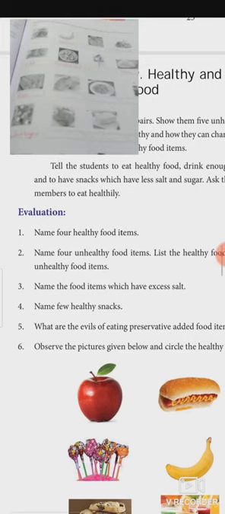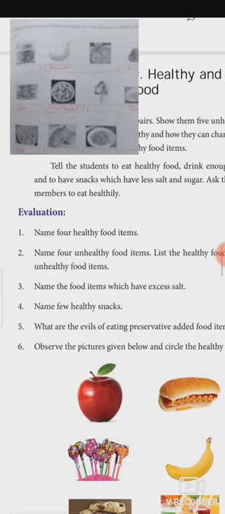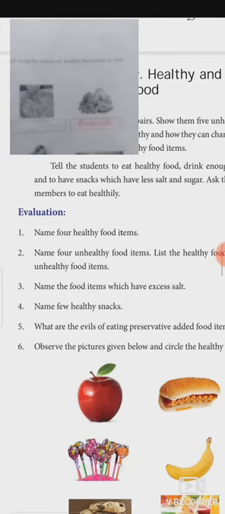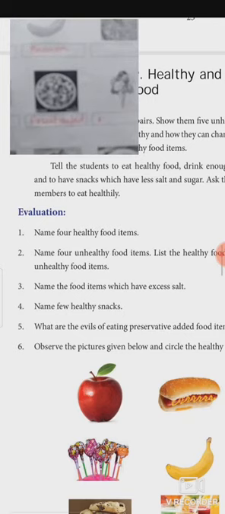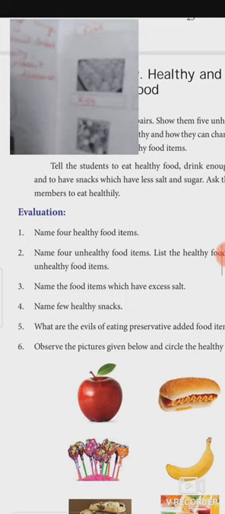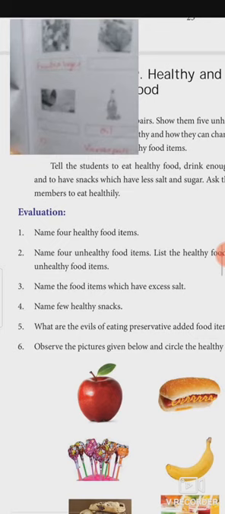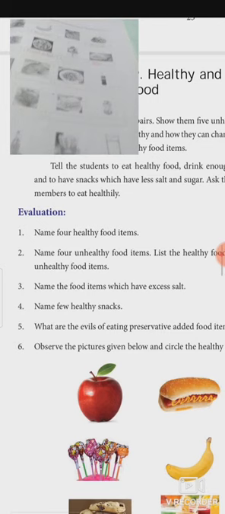The seventh question, observe the picture given below and identify and write the names of healthy food items in each row. From the first row, banana is a healthy food, broccoli is a healthy food. Second row, fish, fruit salad, rice are healthy food. Third row, egg is a healthy food. The fourth row, fruit salad is the healthy food. And in the last row, oil and water are the healthy food. So up to this we have completed 9th lesson. Shall we move on to the 10th lesson?